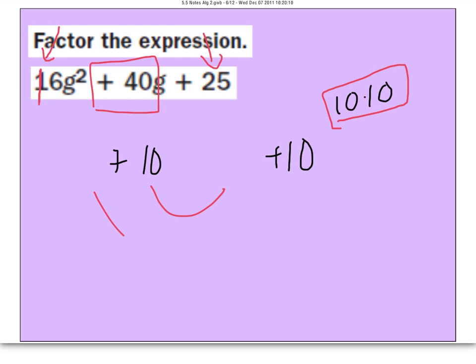So let's do that. Let's break the 16g squared into the first terms. G squared becomes g and g. For 16, we said let's try 4 and 4. Then the last number is a 25, which is going to go here. And we decided let's try the plus 5 plus 5. We're trying to get the middle term of 40g. That's 20g, 20g, which adds to 40g. We got it.